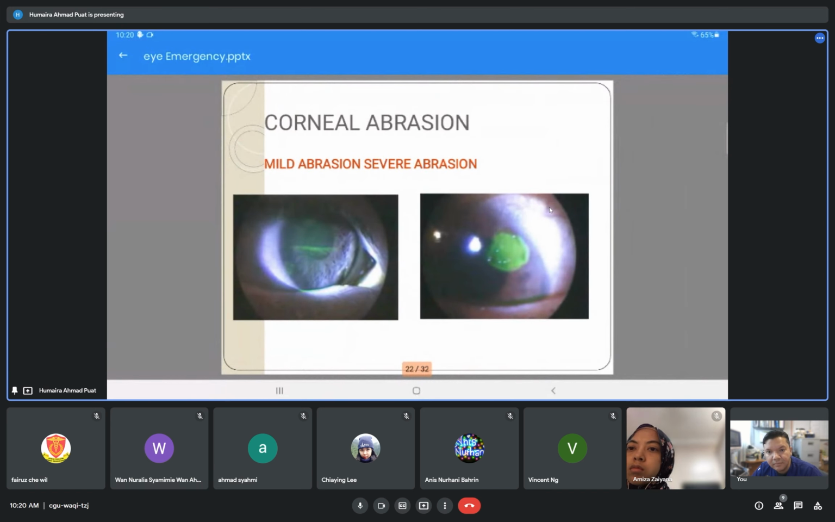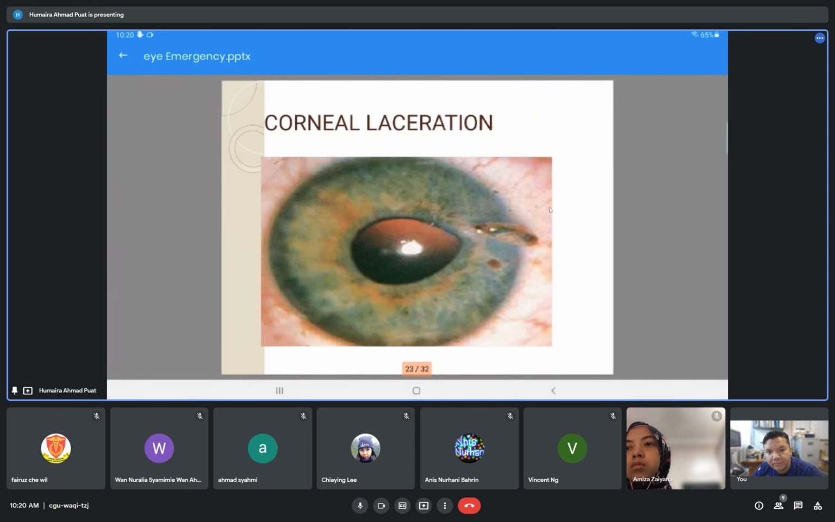Okay. This is a picture of the corneal abrasion. This is corneal laceration.